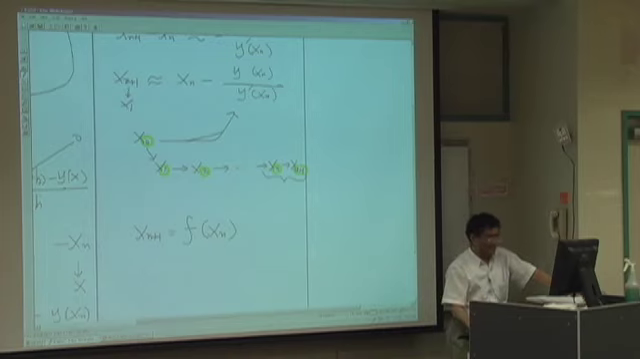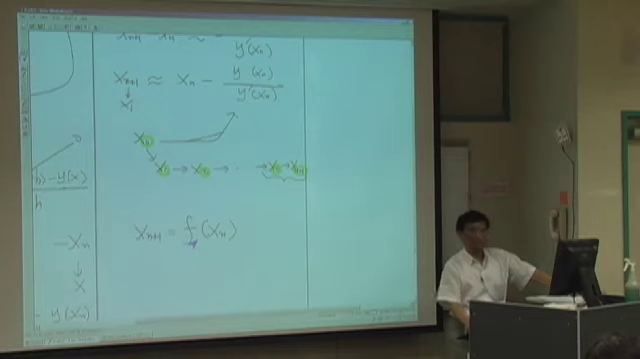So generally, iteration methods can be considered, and Newton's method is one of them. In this case, what is the f function? These things are the f function. The whole thing is the f function.